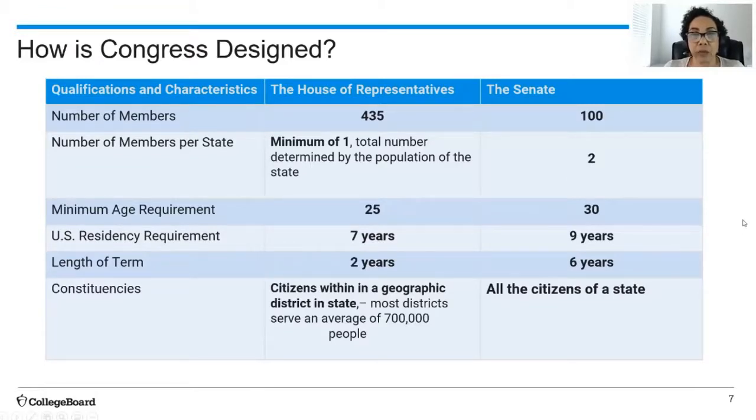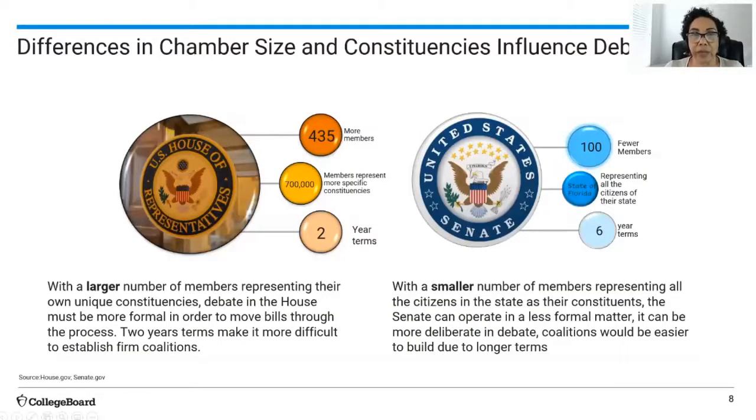Okay, so we're looking at it another way here, talking about differences in the chamber size, that is the body, the House or the Senate, and the people that they represent, their constituencies, and how that influences how they're going to be able to debate. So we're over in the House of Representatives with their 435 members, representing about 700,000 people, and they've got 2-year terms.